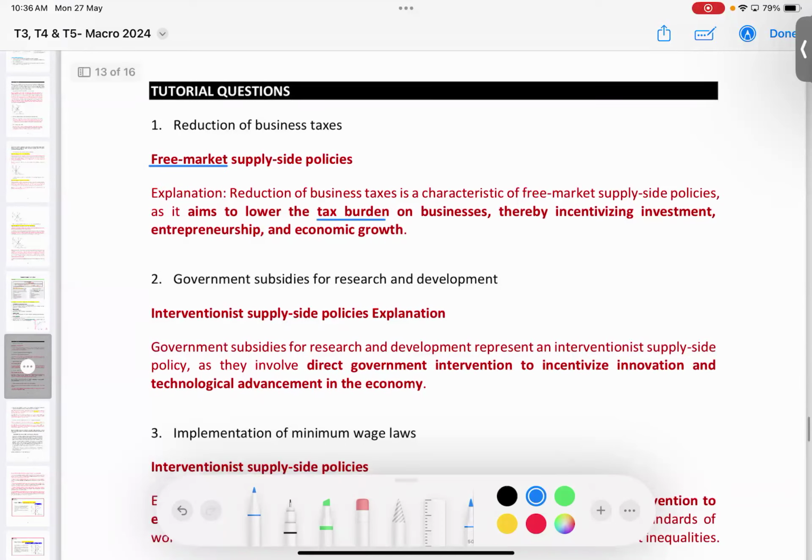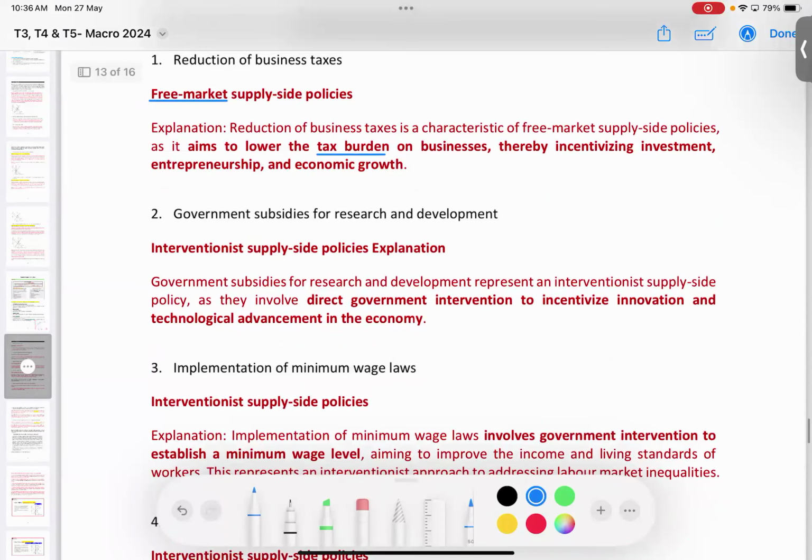Second question, government subsidies for R&D. Subsidy is a form of financial assistance, a grant given by the government. Therefore that involves government intervention. It involves direct government intervention to incentivize innovation and technological advancements in the economy. So subsidy is a form of financial assistance, which includes the intervention for R&D. This can help in terms of technological advancements.